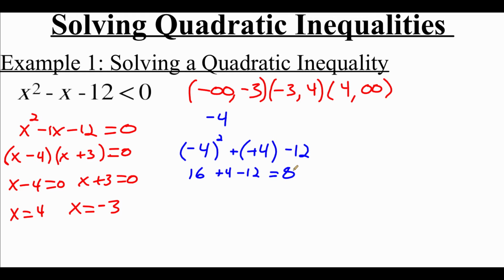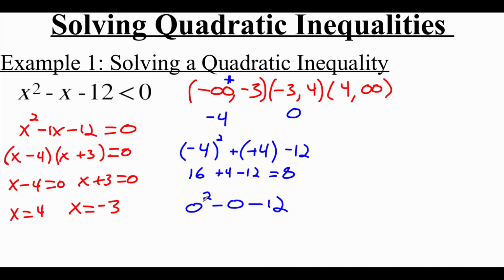So we got a positive result here, meaning that this first interval is a positive interval. No matter what number we would have picked in here, we would always get a positive answer. Now we need to move on to our middle interval. We need to pick a number between -3 and +4. I'm going to use 0. So if I take 0 and plug it in for x, we'll get 0 squared minus 0 minus 12.